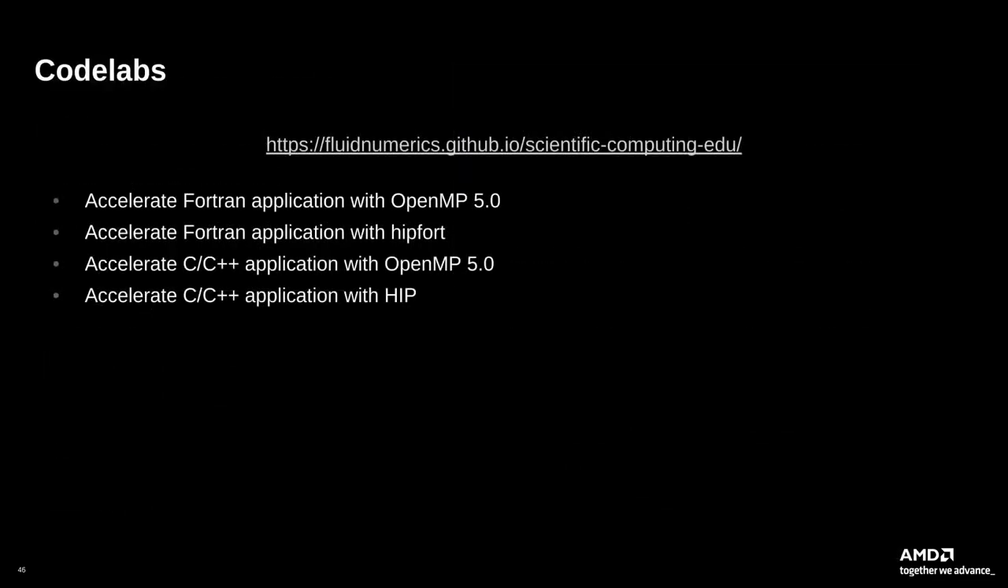So here are the links to the code labs we have available. If you just go to fluidnumerics.github.io/scientificcomputingedu, in the navigation there's a tab for code labs. You'll find four of those available, and you can choose them based on the language you want to work with, as well as the API you want to use for GPU acceleration. These are very basic code labs that walk you through a stencil code that does a 2D smoothing operation, but should give you a feel for programming with OpenMP or HIP to run on GPUs.